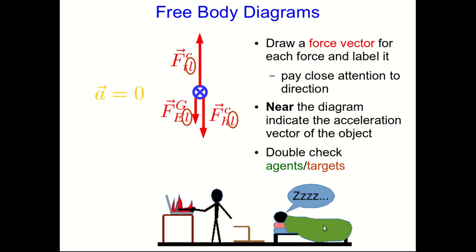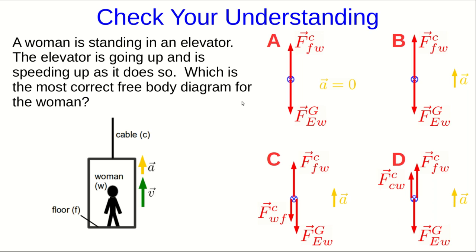Finally, it's a good idea to do a double check of agents and targets. If you're using the notation I'm using for forces, then the second subscript on every force should be its target, and they should all be the same. On your free body diagram, every force should have the object of interest as its target. If you find that by accident you've included a force where the object of interest is the agent, that doesn't belong here. That's a force exerted by the object, not on it, and it won't have any effect on the object's motion. So get rid of it. It doesn't belong here. Let's check your understanding of this process so far.